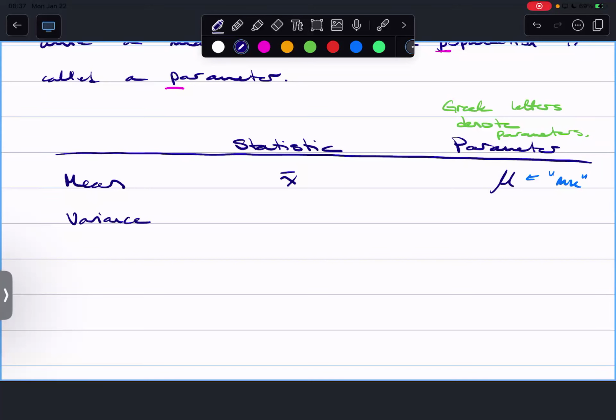And so the next thing we saw, most commonly, is the variance. And we introduced the variance as having the notation as a lowercase s squared. Now the variance for the parameter is going to be denoted by a lowercase sigma squared. So it's a little O with a tail on it.